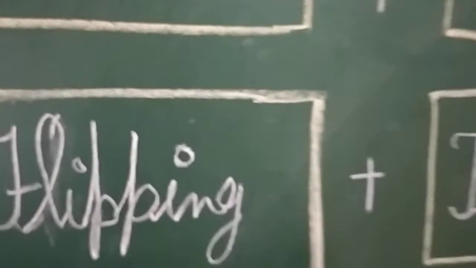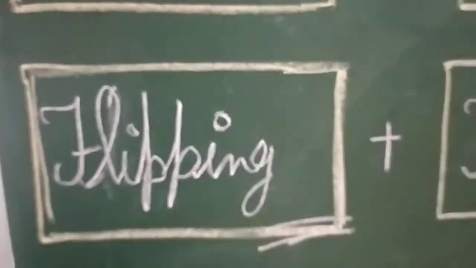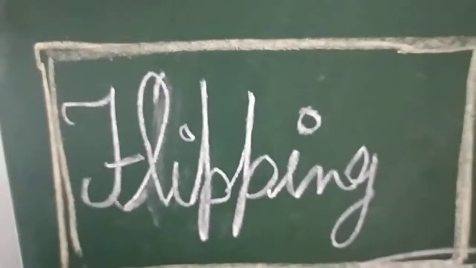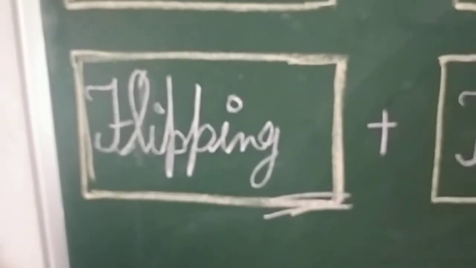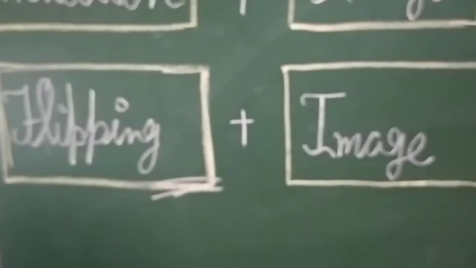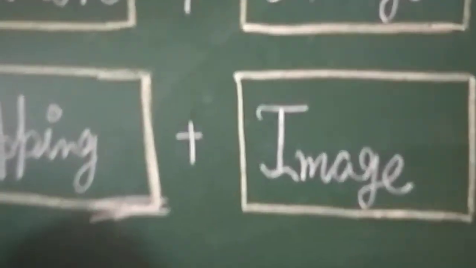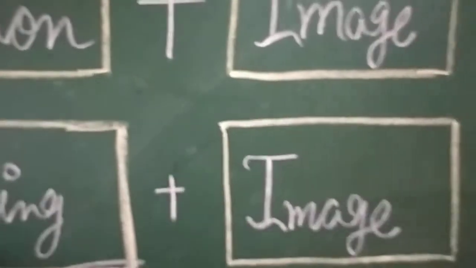Then second is flipping. What is the meaning of flipping? A motion that is sudden is called a flipping. And what is the meaning of flipping image? An image that is generated by a mirror is called a flipping image.